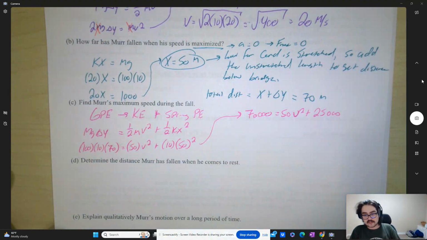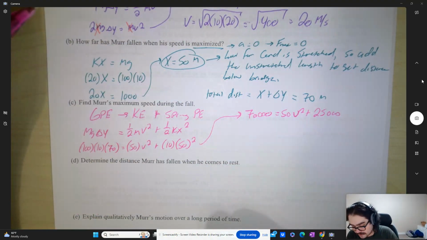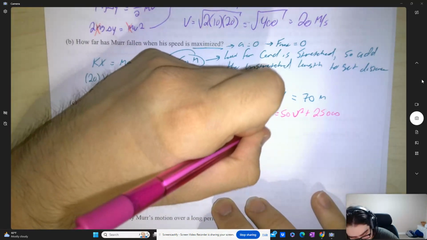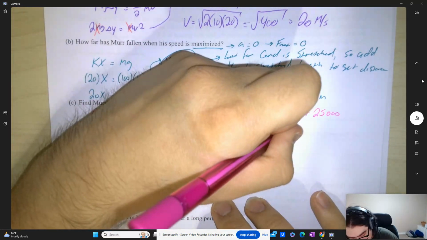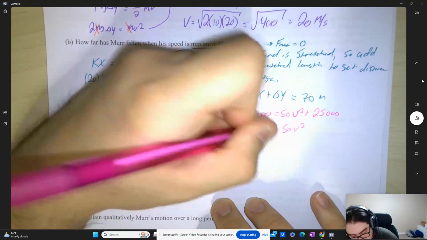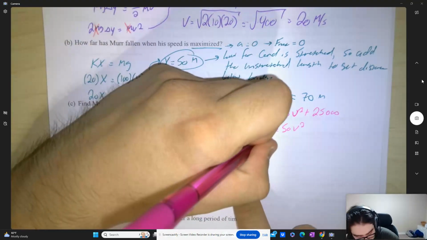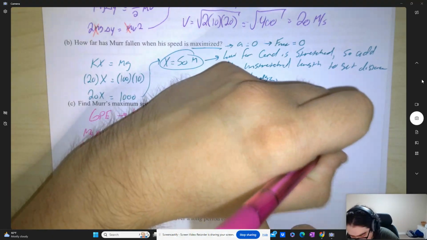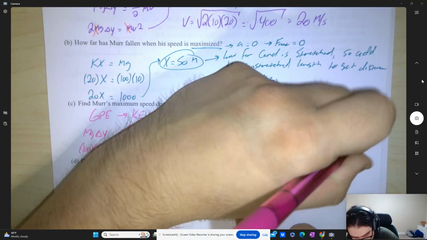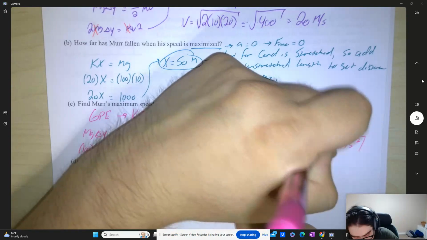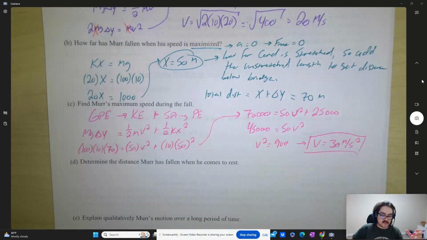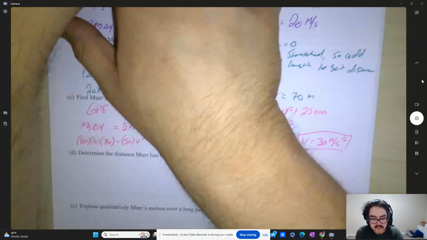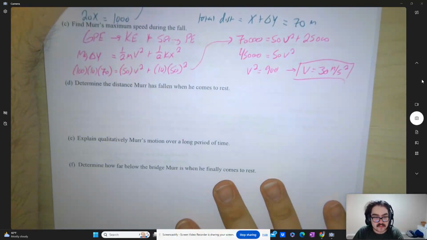All you got to do now is just solve. If you subtract the 25,000, you should get 45,000 equals 50 v squared. Divide by 50, and you get 900. And then v would have to be equal to 30 meters per second. So you're like, wow, we're using really big numbers. Is he okay? Yeah, he's fine. He's actually going a pretty decent speed at the end of that.